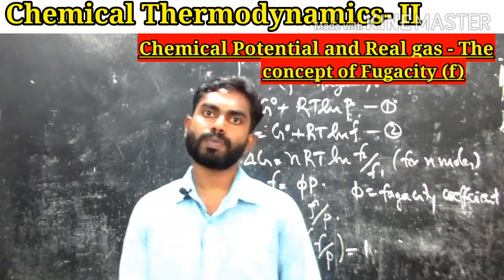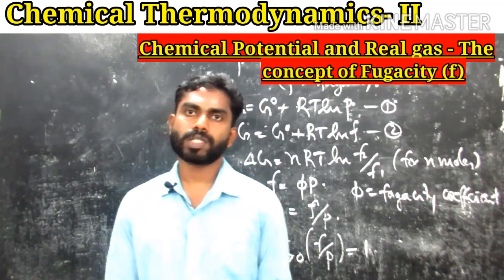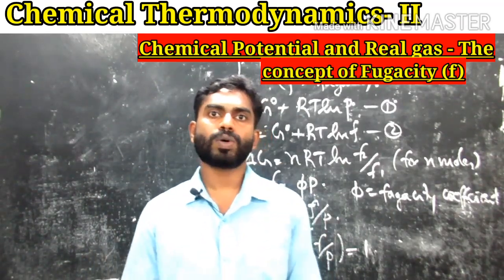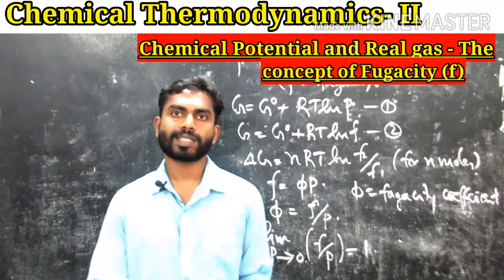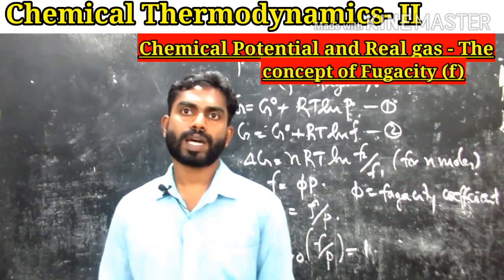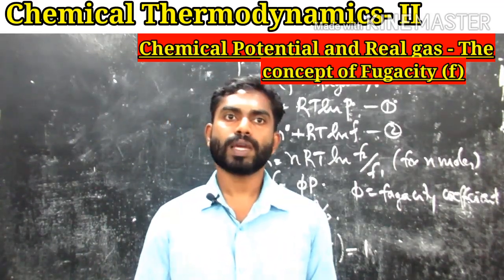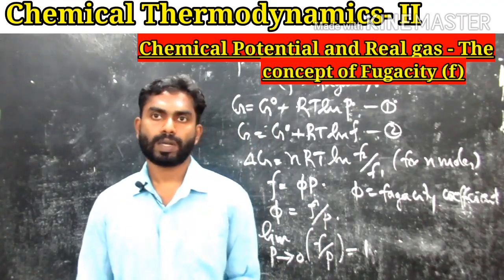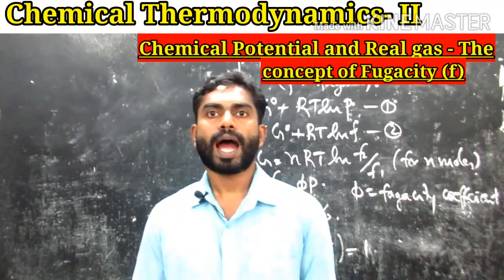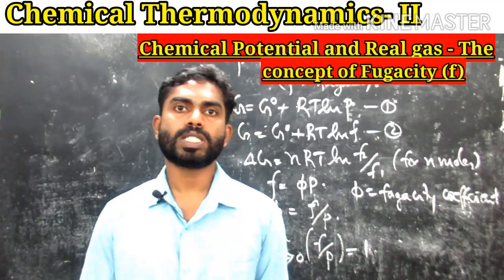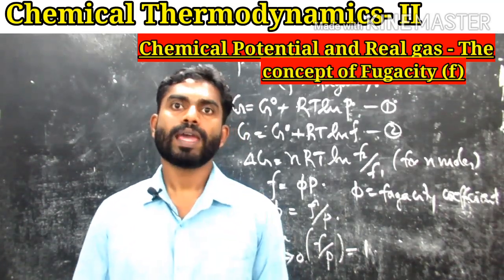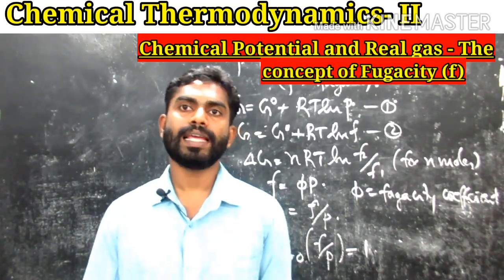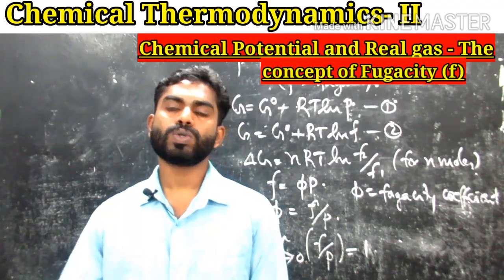The fugacity F may be regarded as a sort of fictitious or corrected pressure which applies to real gases, all effects arising due to the molecular interaction being contained in the term. The fugacity is the pressure adjusted for the lack of ideality in a real gas. If a gas is behaving ideally, the fugacity is equal to the pressure.